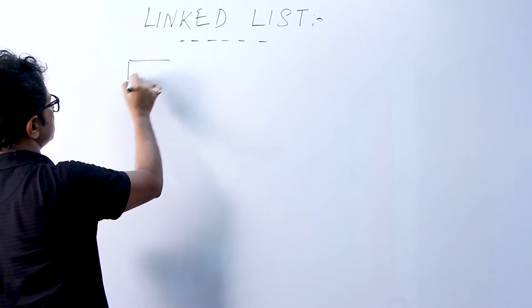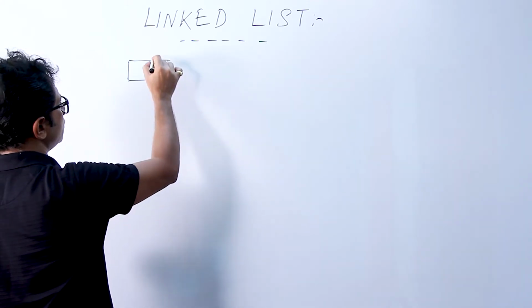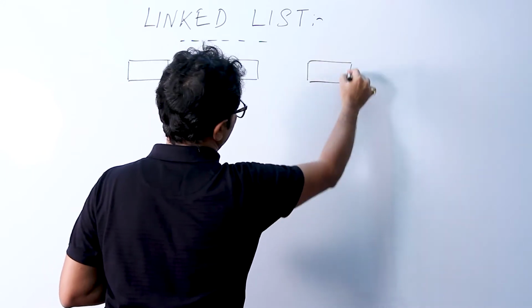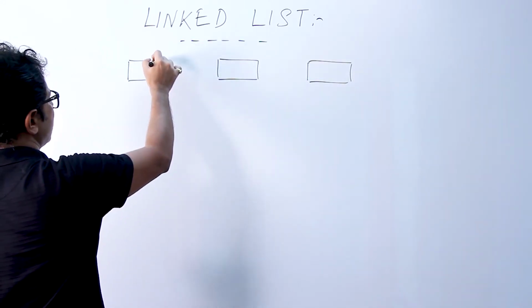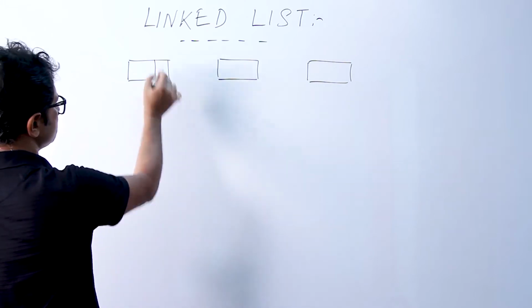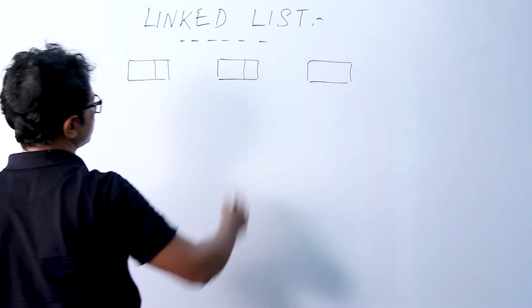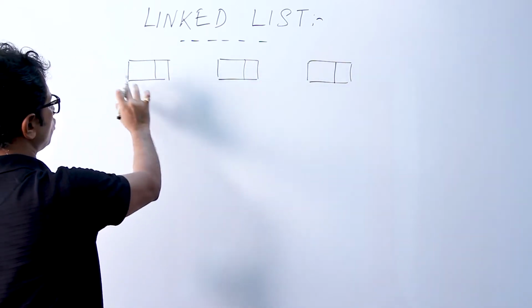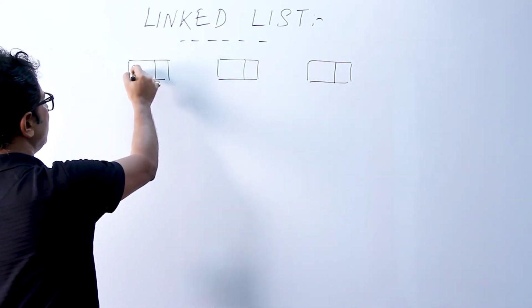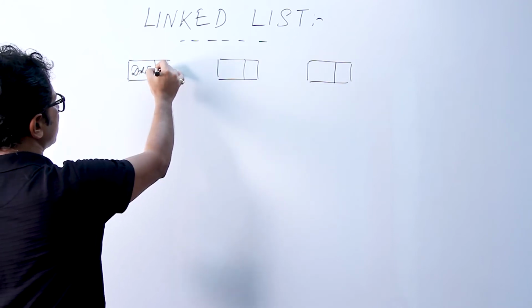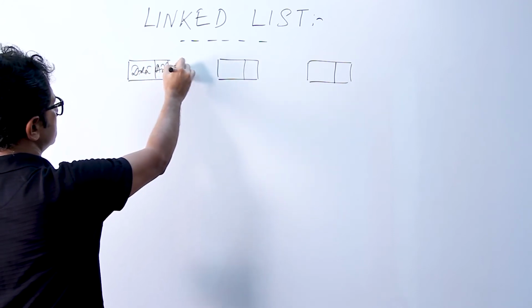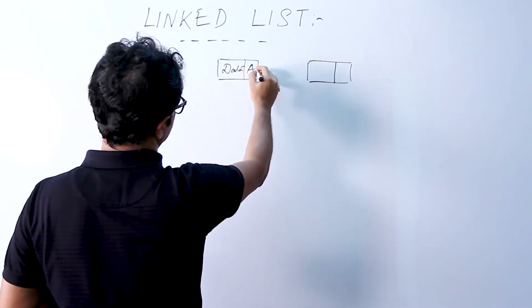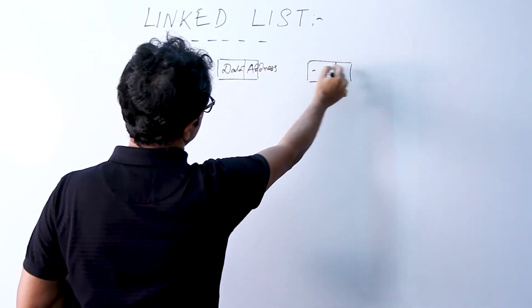Suppose this is a memory block, this is another memory block, and this is another memory block, and each has two portions. These are similar memory blocks having two portions. One will contain the data value and another will contain the address. This also contains data, address, and so on.